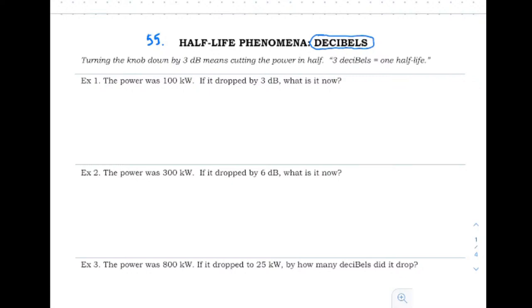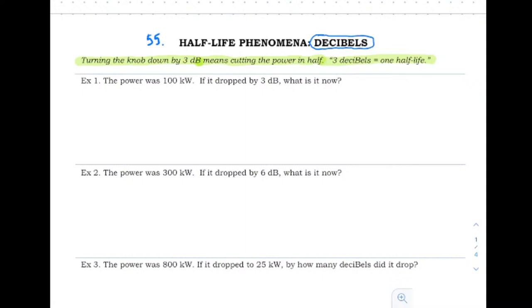So here's the key idea. If you turn the knob down on your machine, it might be an ultrasound machine, it might be some other kind of machine, but if you turn the knob down by 3 decibels, what have you just done? You have not just subtracted 3 from the power. Nope. Turning the knob down by 3 decibels means cutting the power in half. So it's related to this whole half-life stuff again. 3 decibels equals 1 half-life. So if you turn something down by 3 decibels, it means you actually cut the power in half. And by the way, if you go the other way, if you turn the power up by 3 decibels, you actually have to double the power.